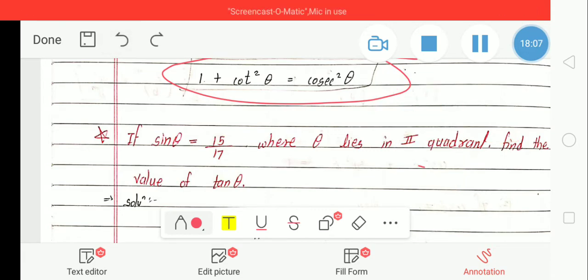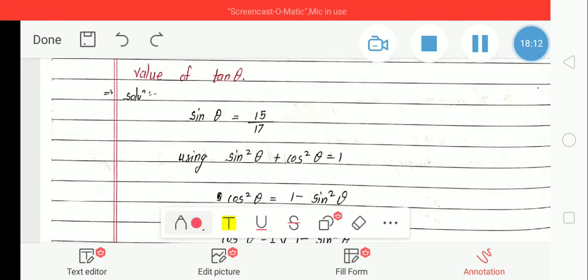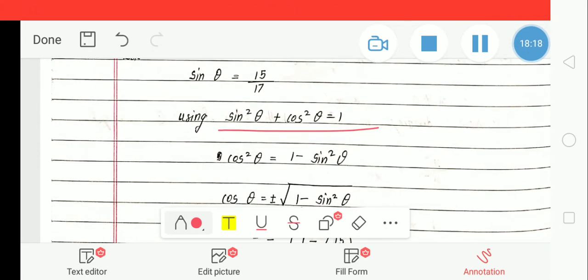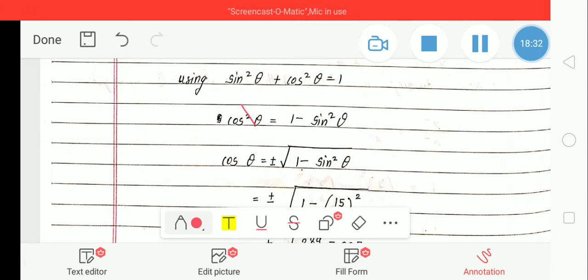Now to find the value of tan theta. Sin theta is equal to 15 divided by 17. We use the first one, that sin square theta plus cos square theta is equal to 1. Now this sin square theta goes to that side with a minus. Cos square theta is equal to 1 minus sin square theta. Now taking the under root on both sides, the under root and square get cancelled, so plus minus under root 1 minus sin square theta. हमको मालूम है जब हम अंडर रूट लेते हैं तो प्लस माइनस दोनों होता है.